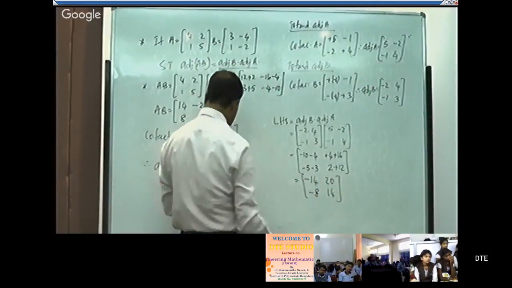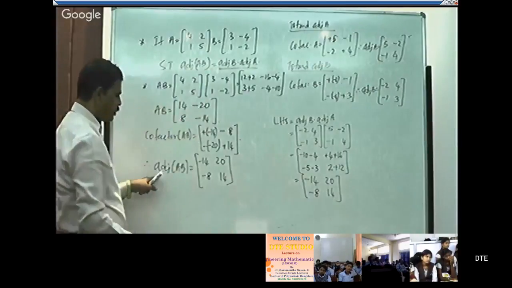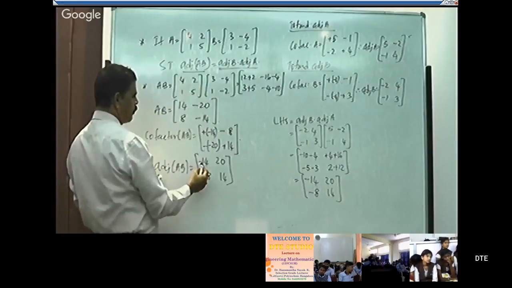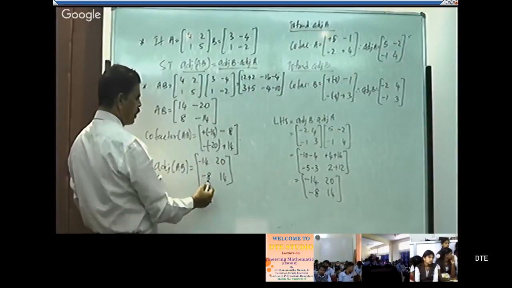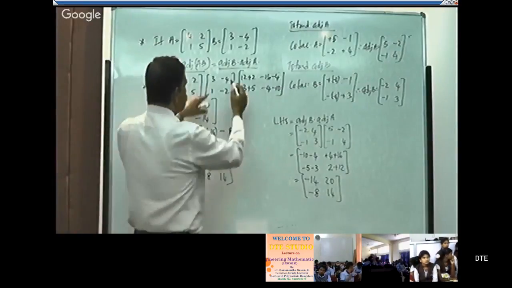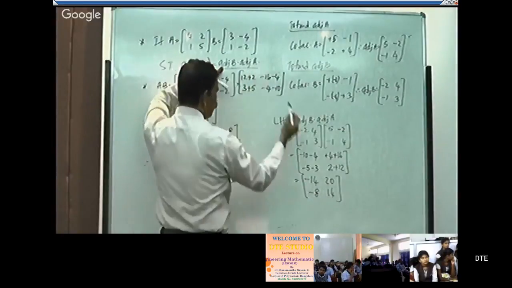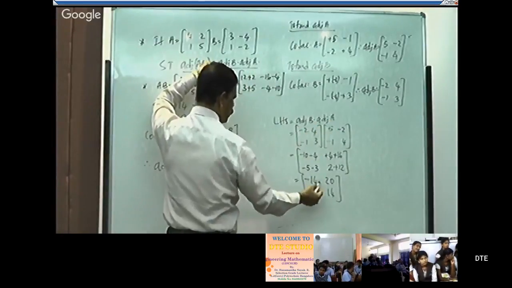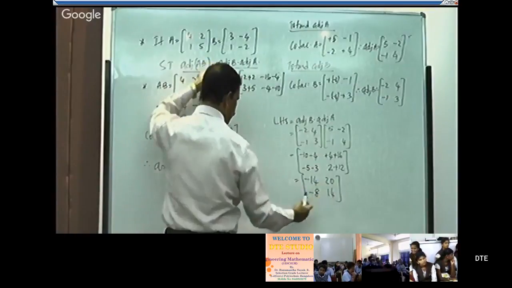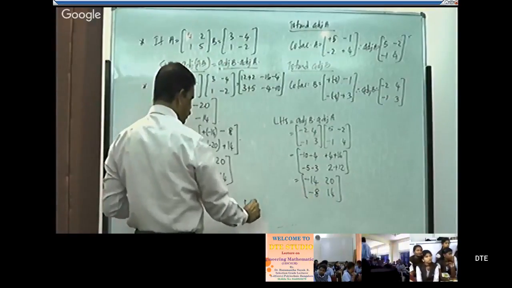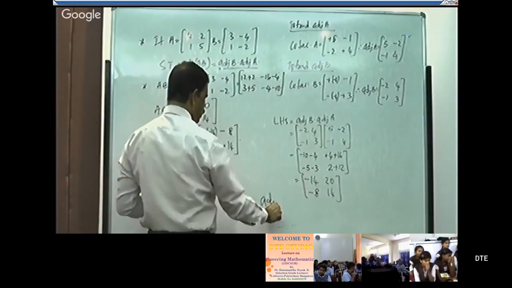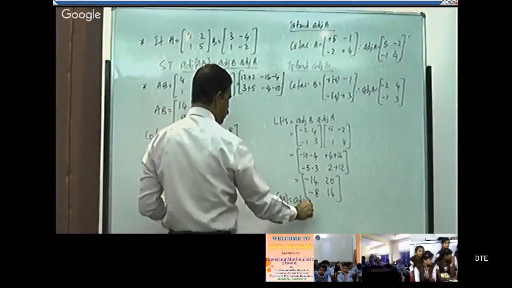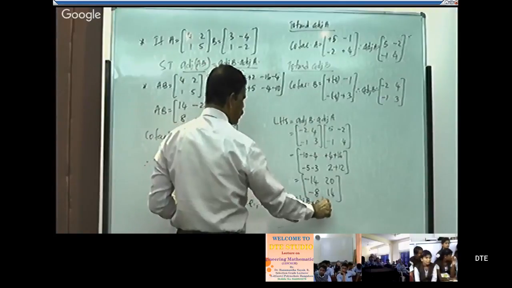Check with adjoint of AB. Adjoint of AB is what? Adjoint of AB is [-14, 20; -8, 14]. Check adjoint of B into adjoint of A. It is adjoint B into adjoint A. We got the same value, that is [-14, 20; -8, 14]. It means that adjoint of AB is always equal to adjoint of B into adjoint of A.